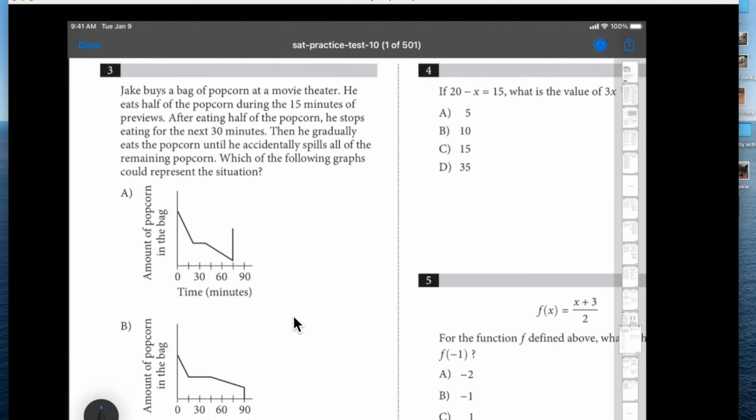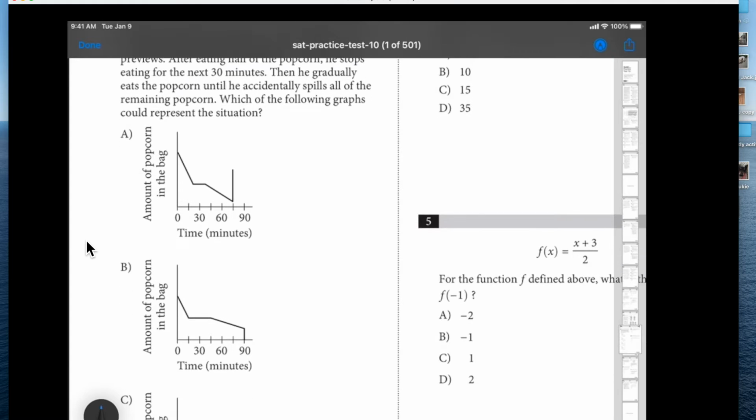Next problem, number 3. Jake buys a bag of popcorn at the theater. He eats half the popcorn during the first 15 minutes. After eating half the popcorn, he stops eating for the next 30 minutes. Then he gradually eats popcorn until he accidentally spills all the popcorn. Which of the following graphs represent the situation?